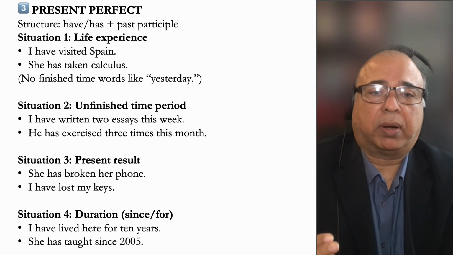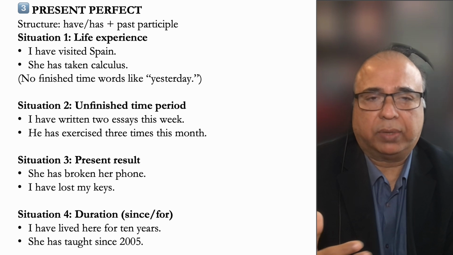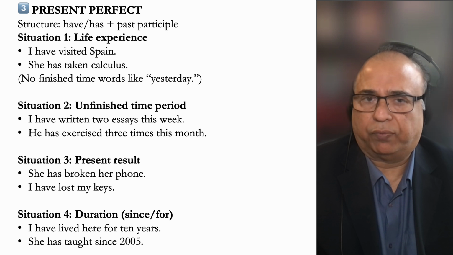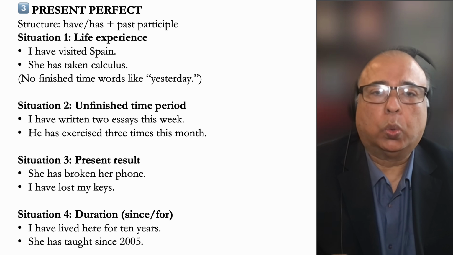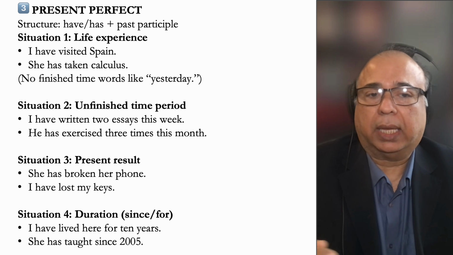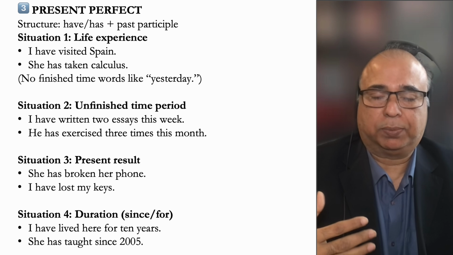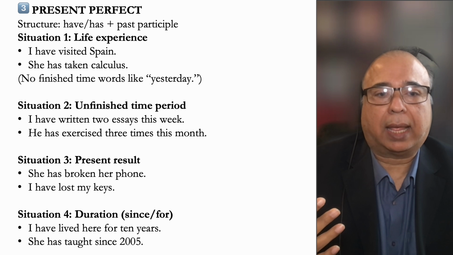Third, present perfect. Notice the structure. I have, and then the past participle form of the verb. Take, took, taken. I have taken. Go, went, gone. I have gone to Italy. I have visited Spain. That is to express a life experience. Present perfect. She has taken calculus.